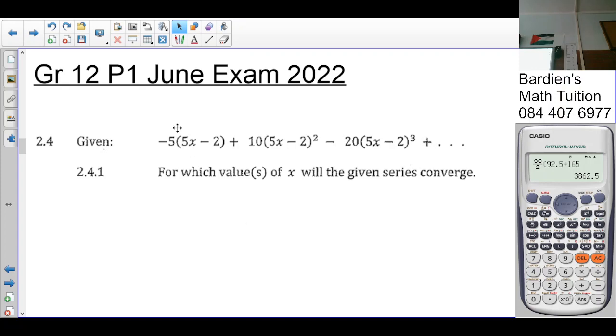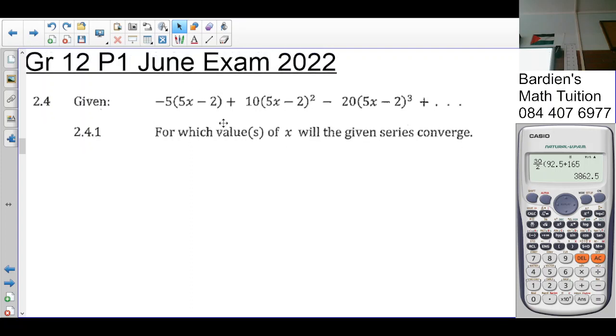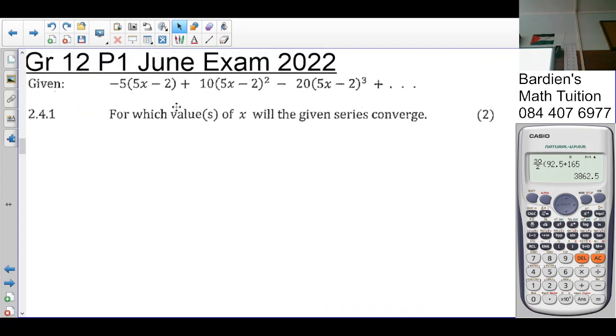In question 2.4, a commonly asked question as well. We are told, given that negative 5 into 5x minus 2 plus 10 into (5x minus 2) all squared minus 20 into (5x minus 2) cubed plus... For which values of x will the given series converge? The series will converge if and only if r is greater than negative 1 but less than 1, provided r is never equal to 0.